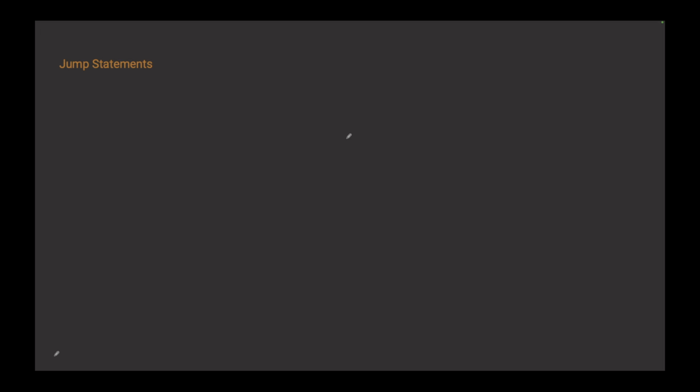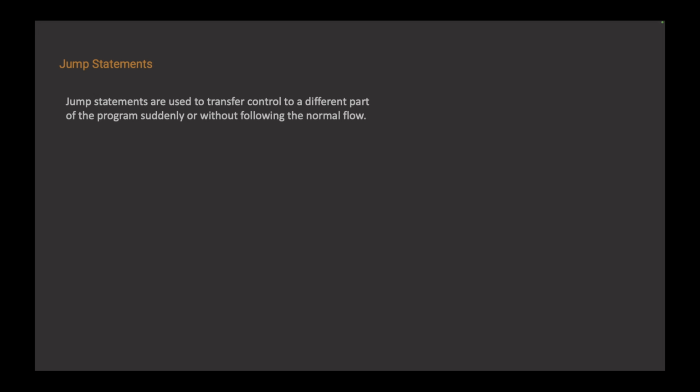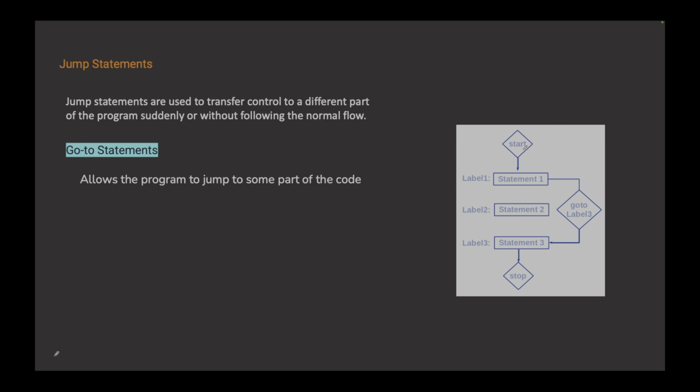Now let's go to jump statements. Jump statements are used to transfer the control to a different part of the program suddenly, or without following the normal flow. Inside jump statements, there are different types of statements. First, let's talk about the goto statement. It allows the program to jump to some part of the code. Here you can see the flowchart.